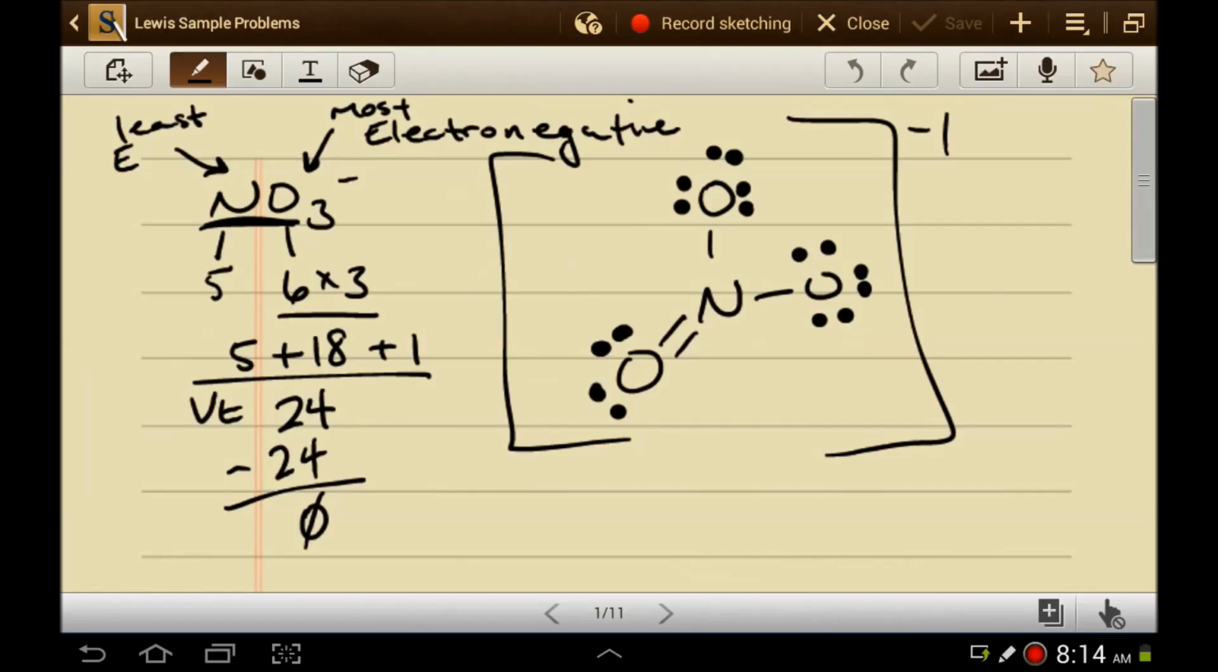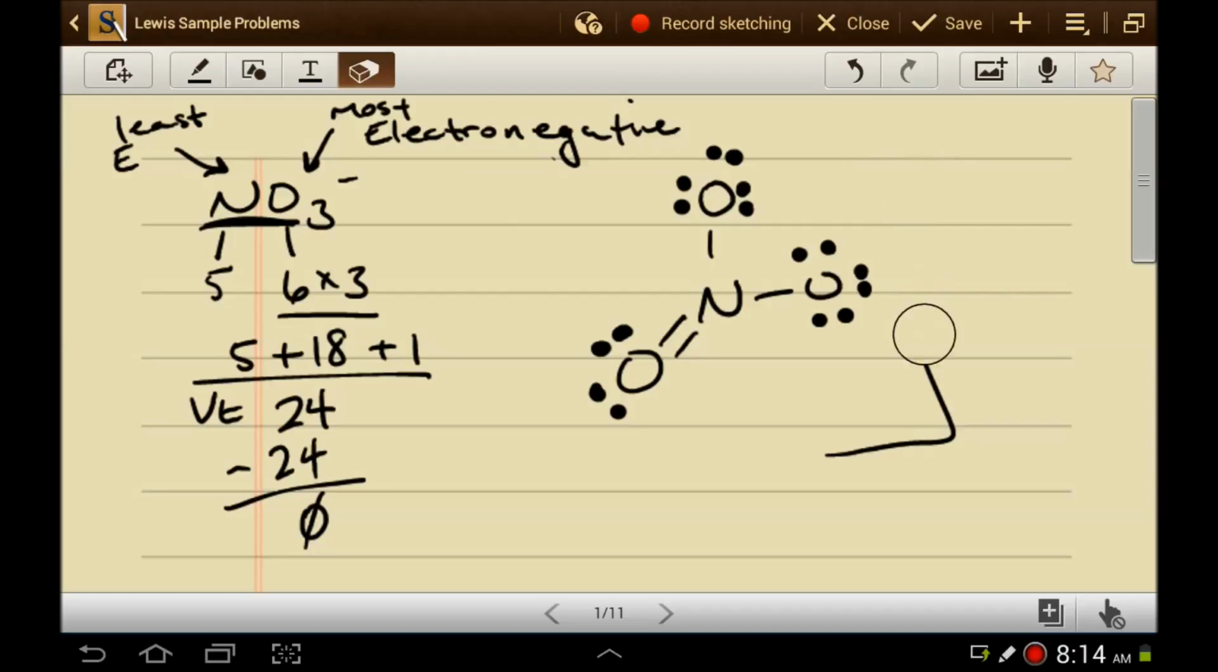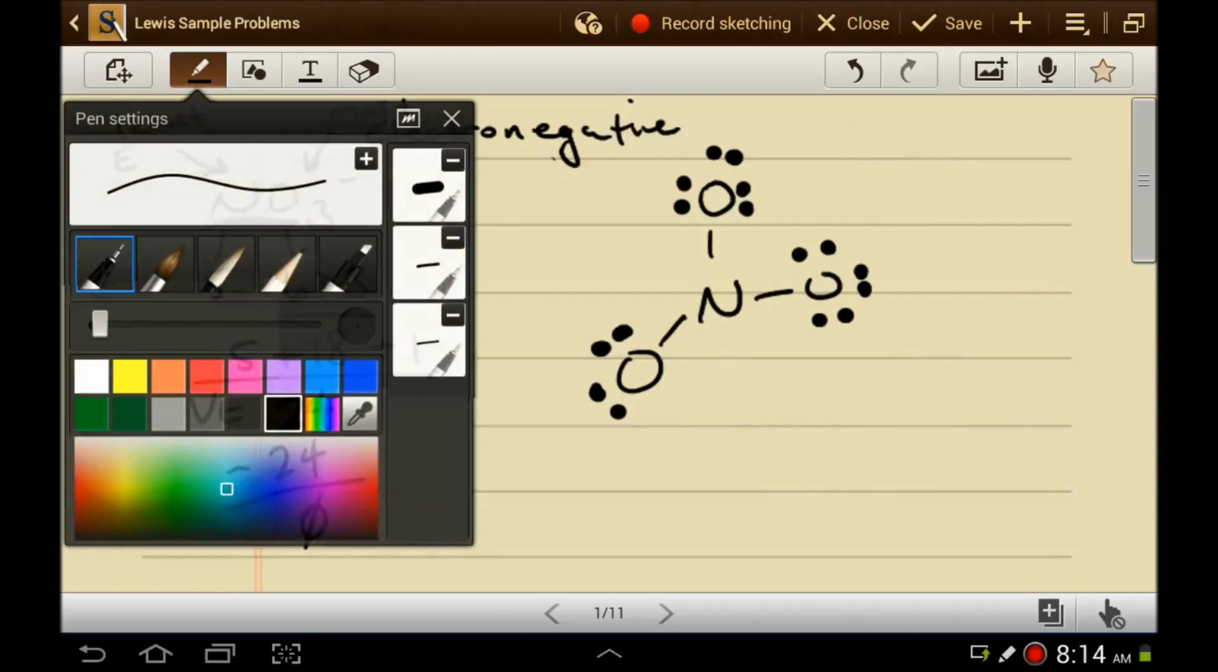Resonance structures! At the end of the previous video, I showed you how to draw Lewis dot structures. But perhaps you were wondering, when I have a situation where I need to make a double bond, who gets the double bond?